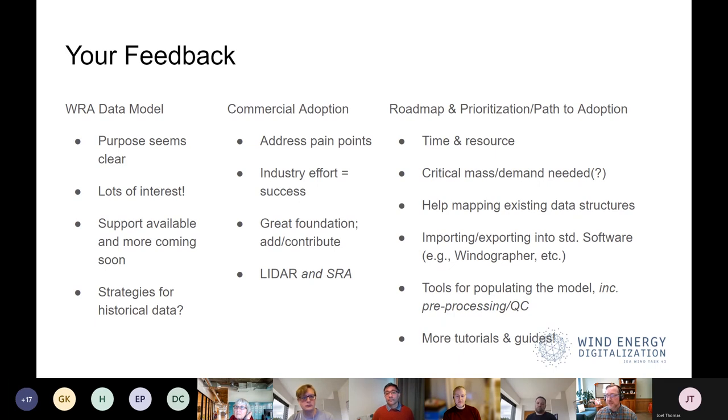And all of those folks, once again, by the way, have said that it's in their roadmap, they're working toward that. So probably the number one biggest help here in terms of adoption is more tutorials and guides.